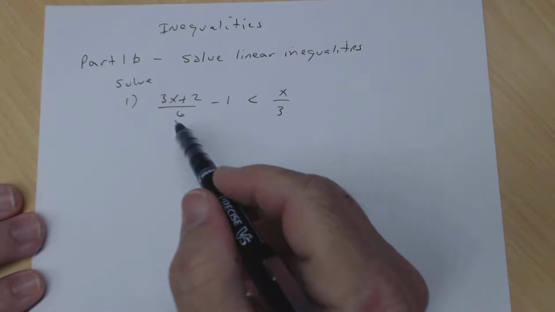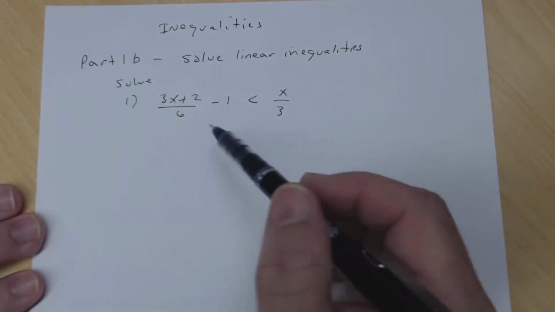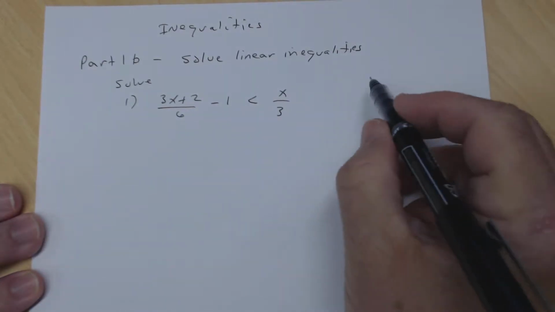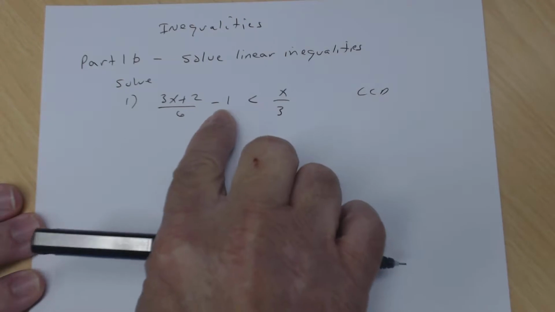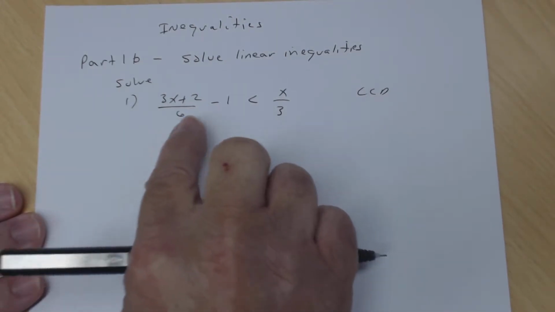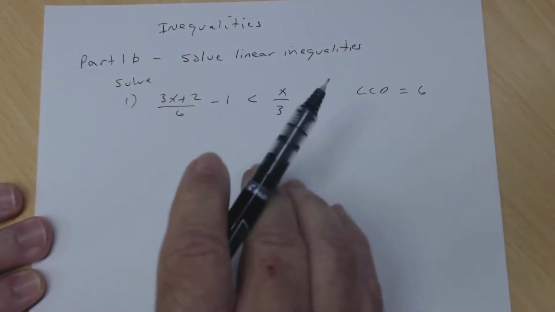Now remember, just like in the previous lesson when we had those fractions, you've got to find the LCD. So we want to clear the denominators, we want to clear the fractions. The LCD in this case is 6, and remember this is 1 over 1, or negative 1 over 1. So 6, 1, and 3 would be 6. So we're going to multiply both sides by 6.